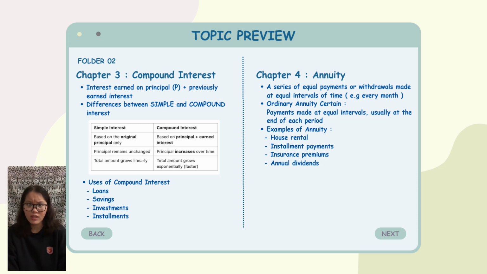So what is annuity? Annuity is a series of equal payments or withdrawals made at equal intervals of time, for example, every month. Ordinary annuity certain: what is it? It is a payment made at equal intervals, usually at the end of each period.